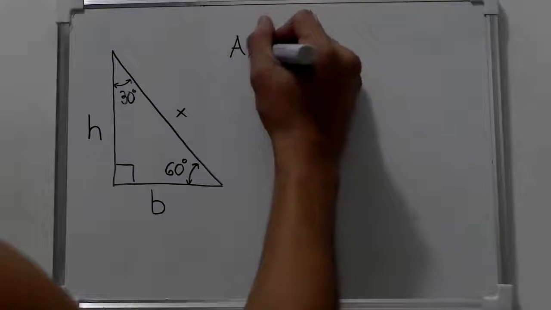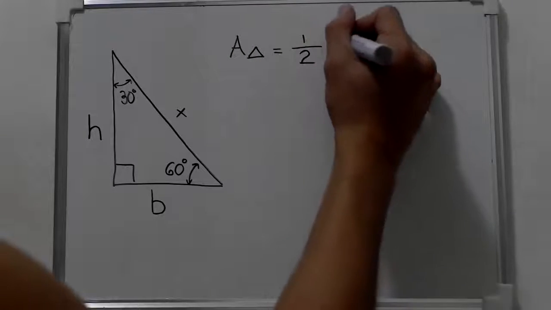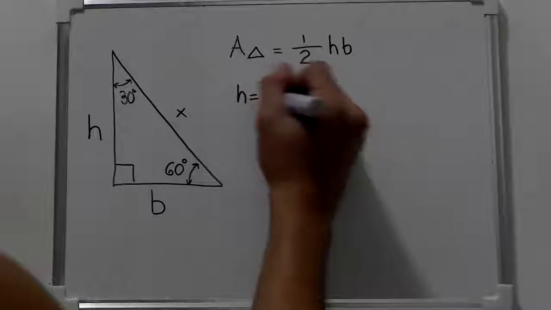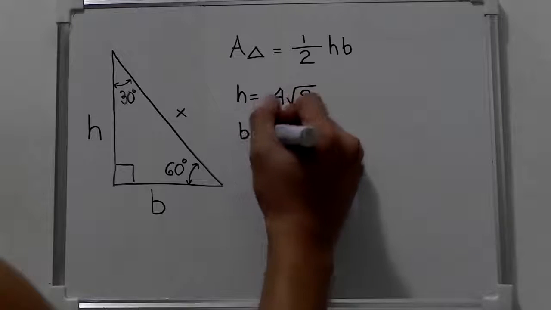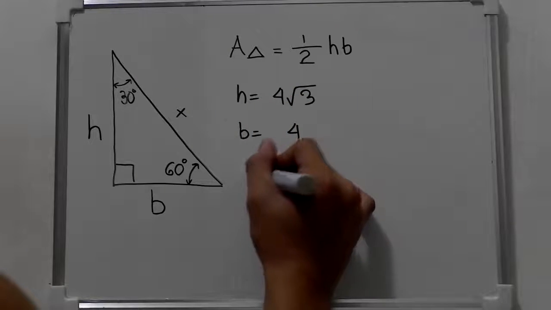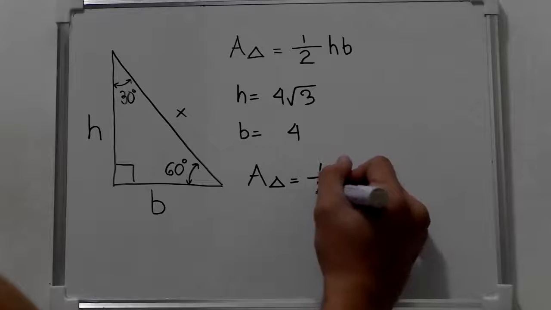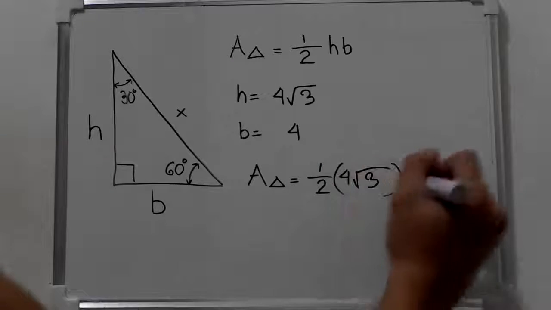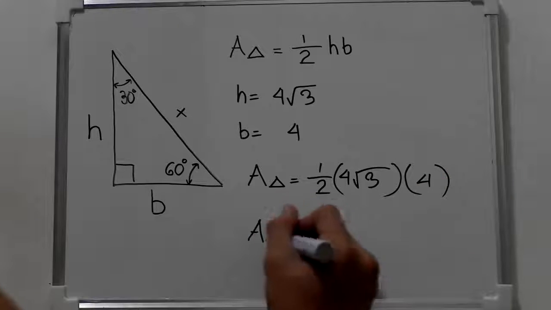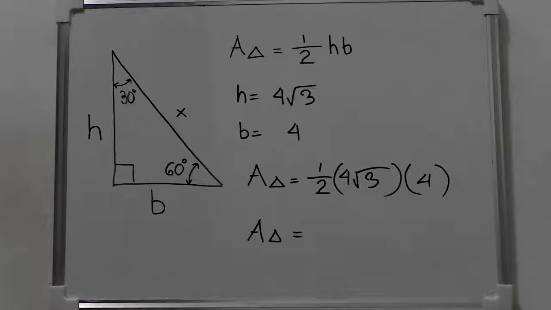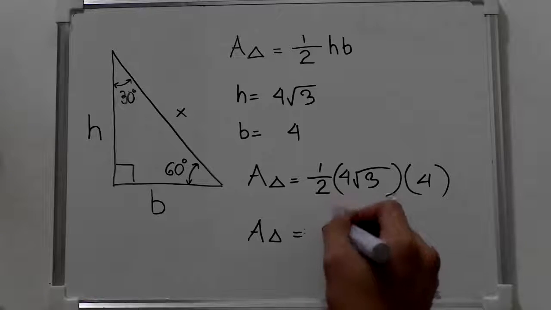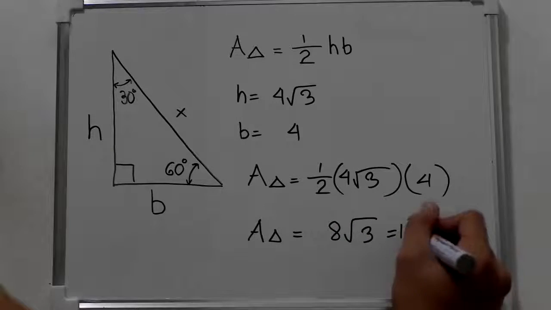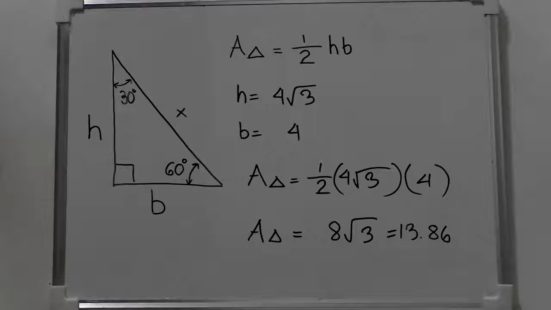Okay, we have now the values for our h and b. Our h is equal to 4 square root of 3 and our b is equal to 4. In the area of a right triangle, 1/2 times 4 square root of 3 times 4 is equal to 8 square root of 3, or equal to 13.86.